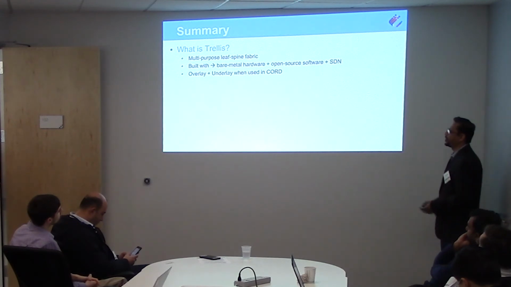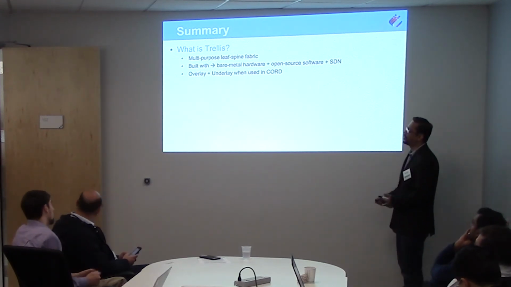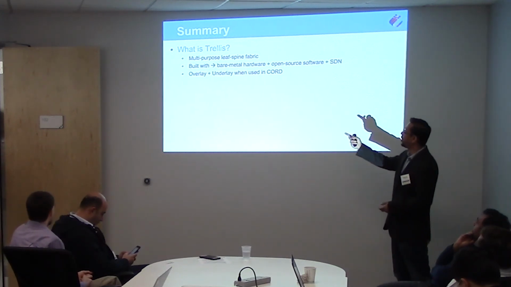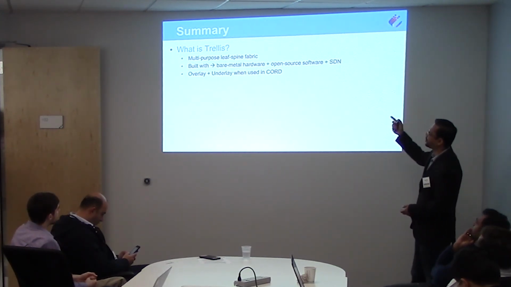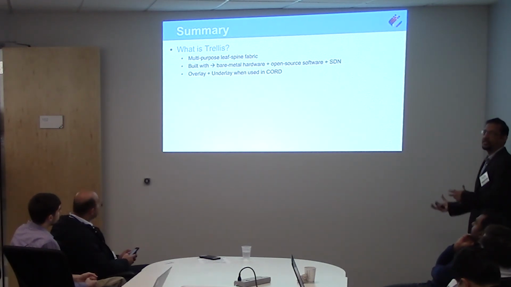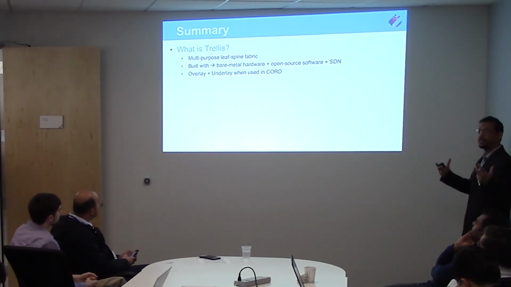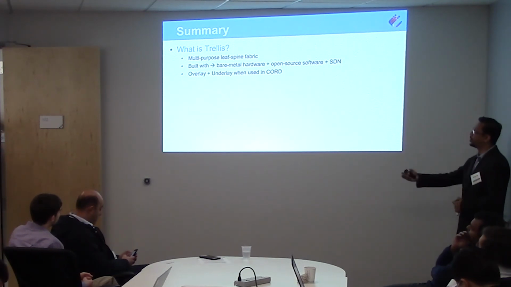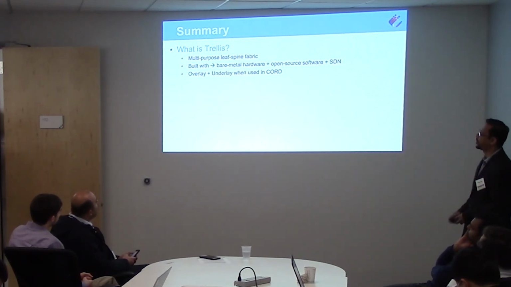So just to summarize, my last slide really, what is Trellis? It's a multi-purpose leaf spine fabric. 3 main principles: bare metal hardware with merchant silicon, open source software, and SDN principles. When you use it in CORD, Trellis is not just the underlay, but the overlay as well, together under SDN control, where we can optimize a lot of features over both physical and virtual infrastructure.